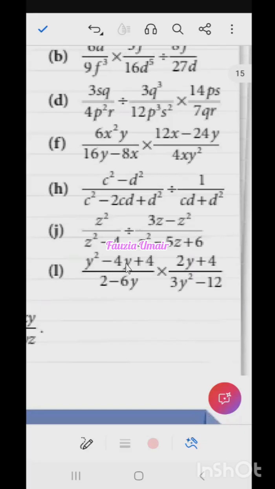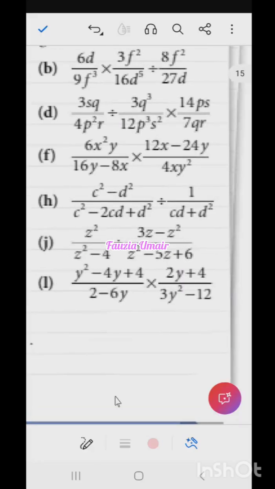y square minus 4y plus 4. How to factorize it? Waleed? How to factorize this part? Which one, ma'am? I part? जी, y square minus 4y plus 4 को कैसे factorize करेंगे?